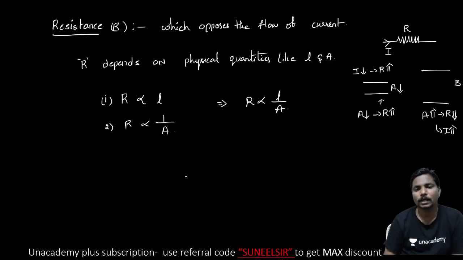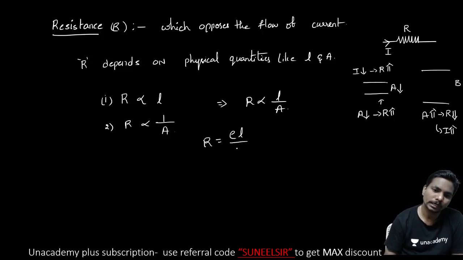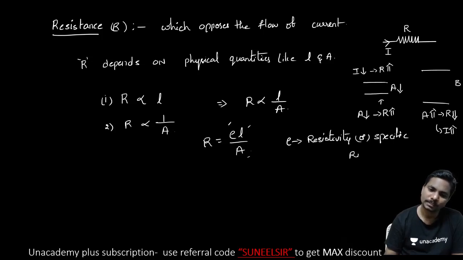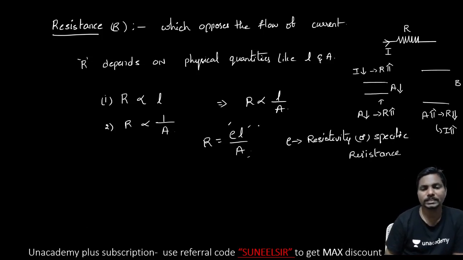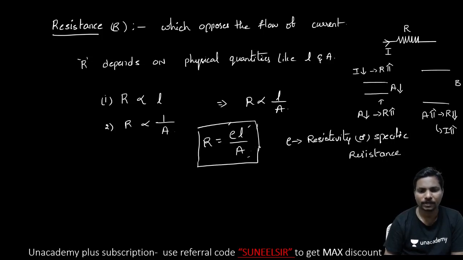So to remove the proportionality, we have to take one constant. That constant gives R is equal to rho L by A. So resistance depends on resistivity, length and area. Here rho is nothing but the resistivity or specific resistance. We will discuss this in detail, don't worry. So up to now, resistance depends upon physical quantities like length and area, that is, R is equal to rho L by A. Very important one, friends.